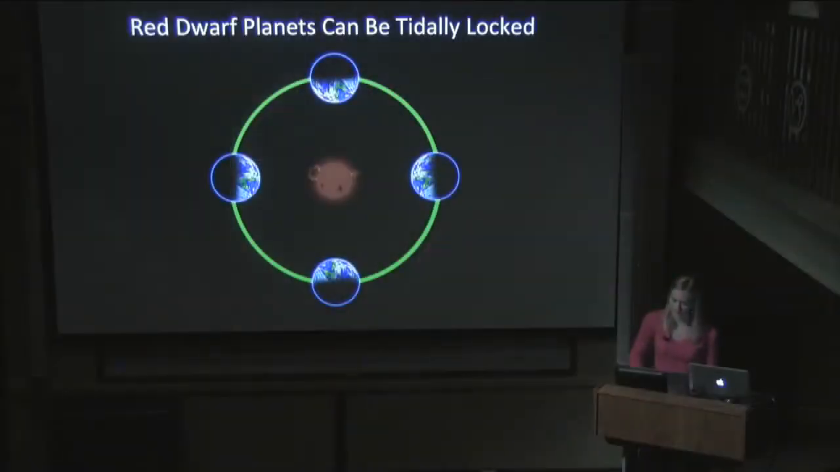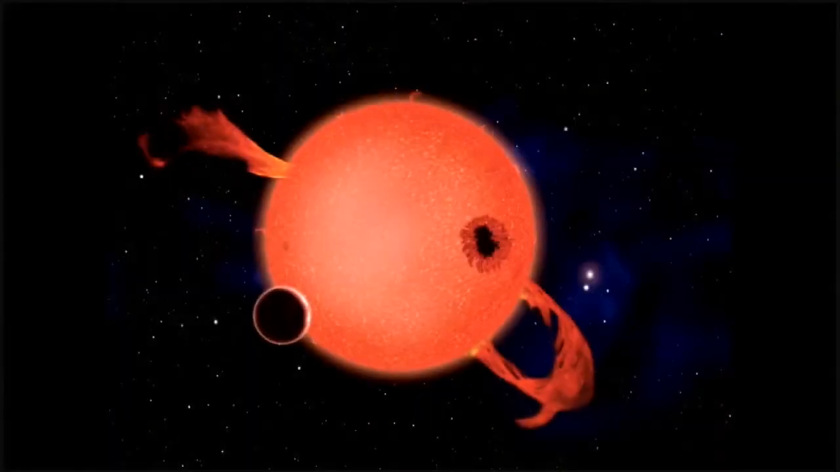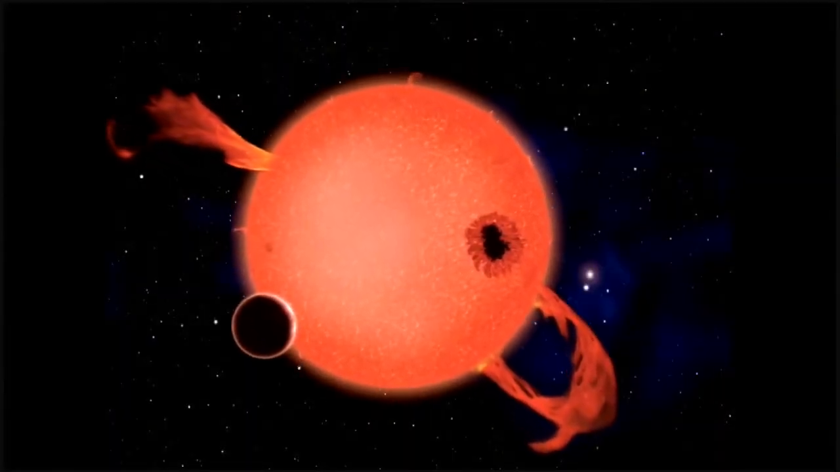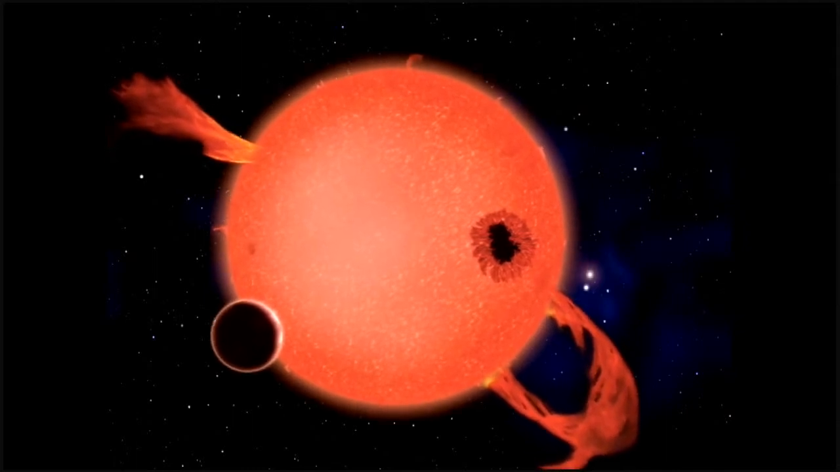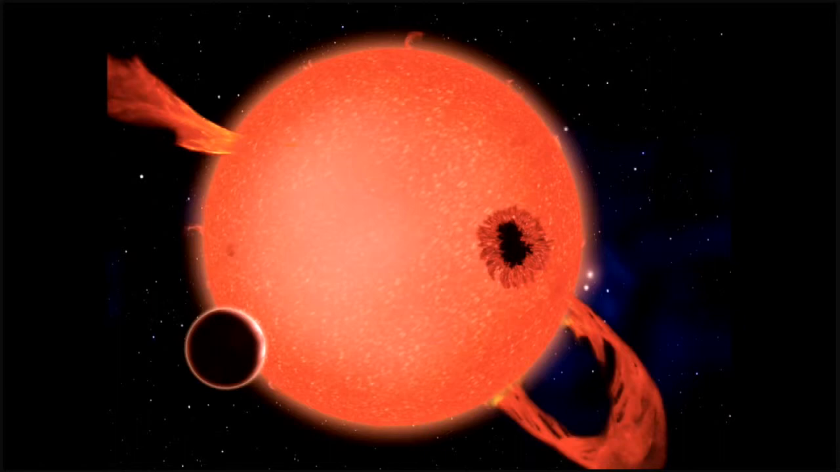Another thing to worry about if you have a planet in the habitable zone of a red dwarf is the fact that red dwarfs have a lot of flares, particularly when they're young. Can you imagine living on a planet and getting hit with this section of the star? That would be a major telecommunications failure.